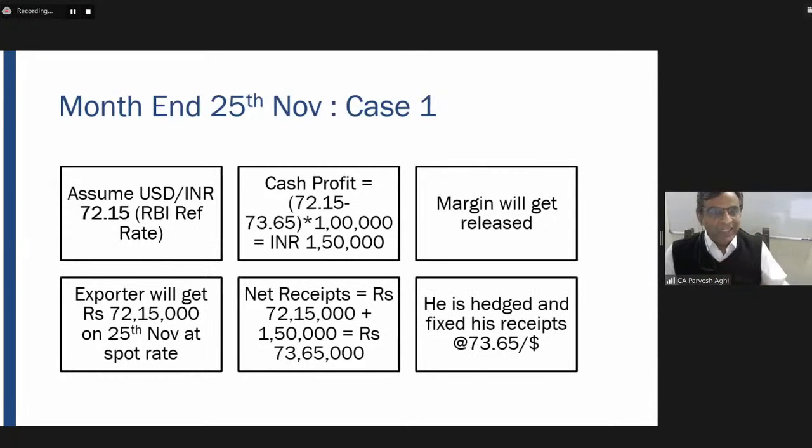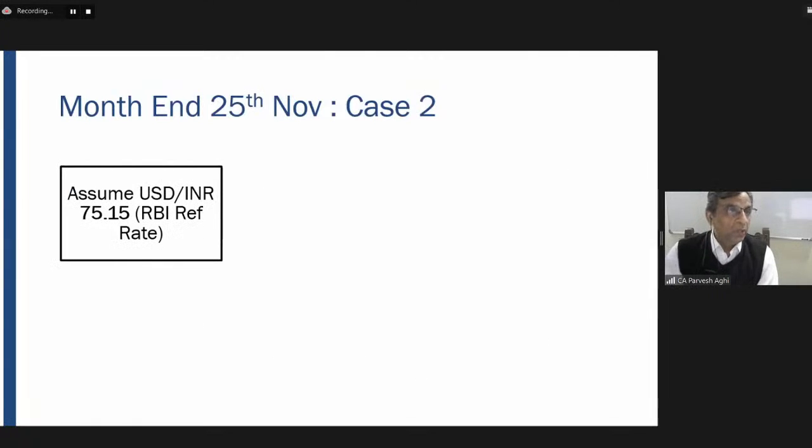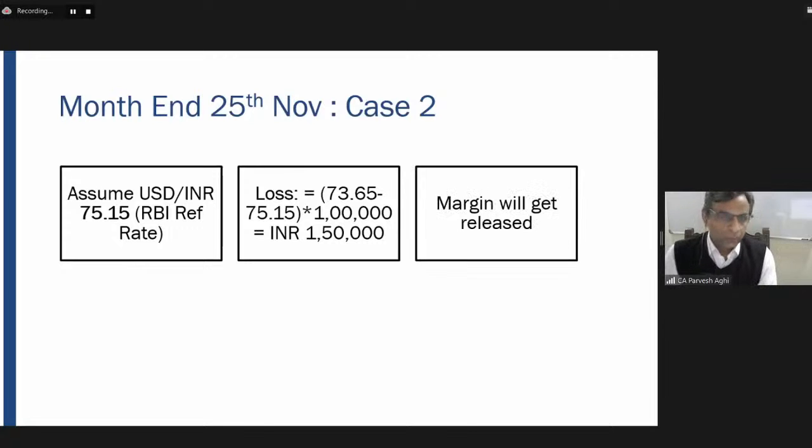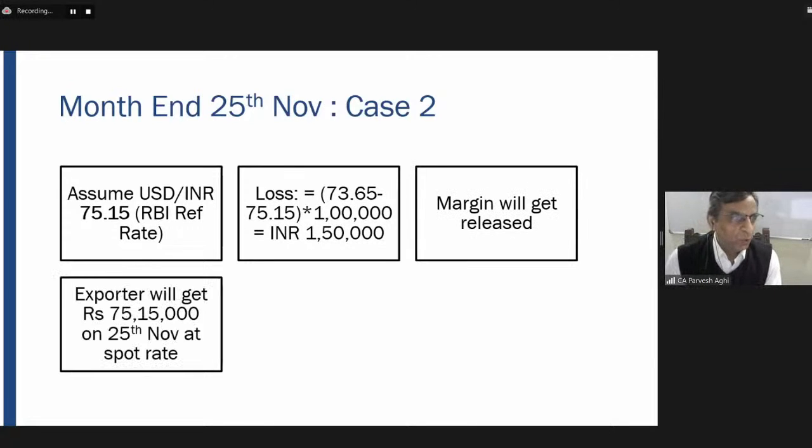So he's completely hedged at 73.65. Whatever happens to the dollar, he is going to get his money at 73.65. So this is case number one. Now, case number two, if the dollar goes up. Since he has sold at 73.65, he's going to make a loss. The loss is going to be 1 rupee 50 paisa, so overall loss is 1,50,000. So the margin will get released, and the exporter will get the higher amount in the spot market.